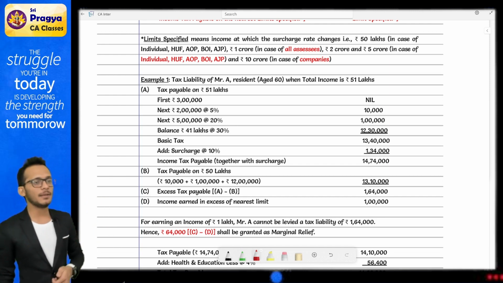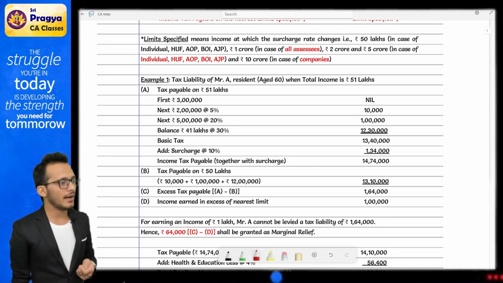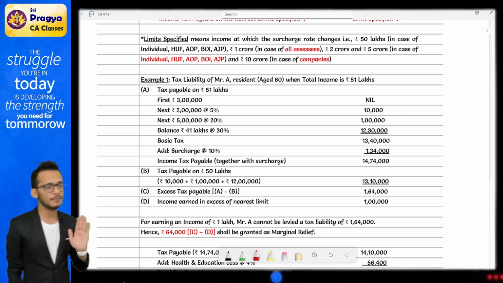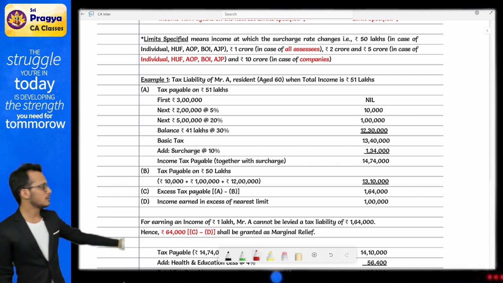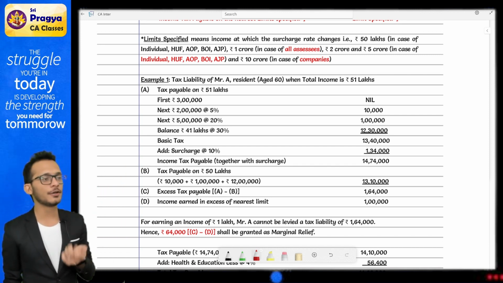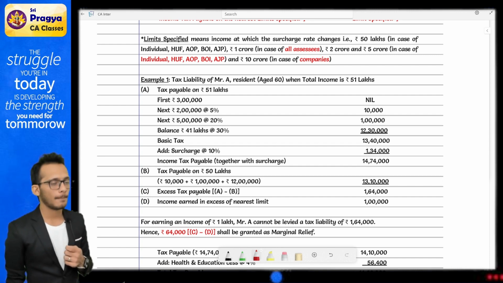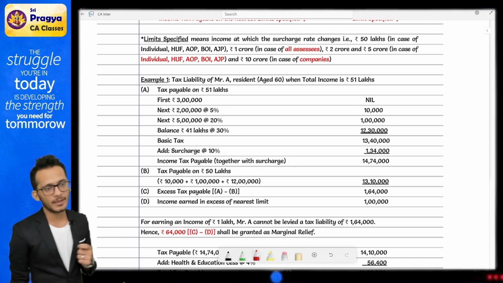So I told him, I will pay you the whole 1 lakh rupees. Instead of that, you will exempt for me 64,000 rupees. So this 64,000 rupees becomes your marginal relief. You started with 14,74,000. You are going to remove 64,000 rupees. The number will become 14,10,000.